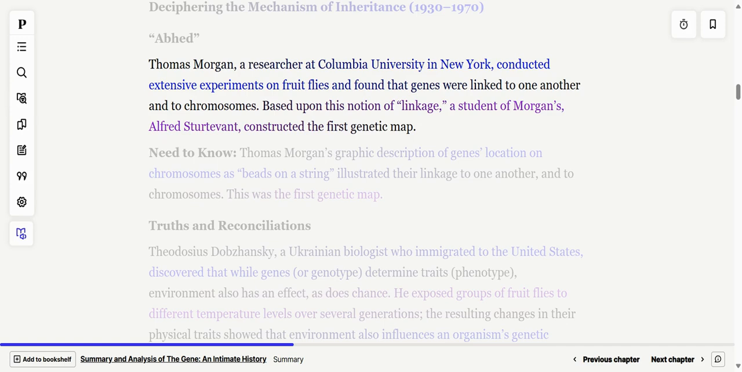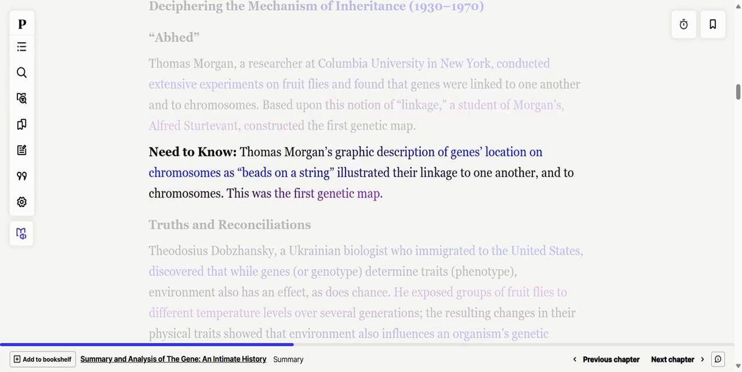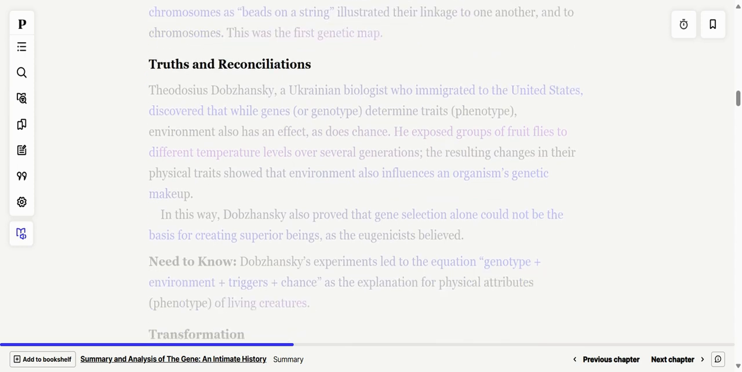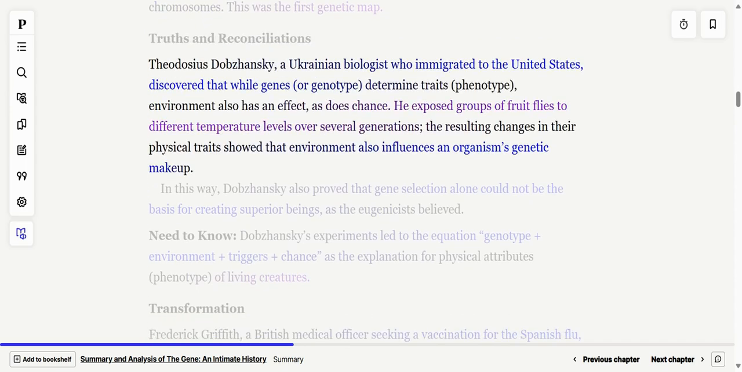Truths and reconciliations. Theodosius Dobzhansky, a Ukrainian biologist who immigrated to the United States, discovered that while genes, or genotype, determine traits, phenotype, environment also has an effect, as does chance. He exposed groups of fruit flies to different temperature levels over several generations. The resulting changes in their physical traits showed that environment also influences an organism's genetic makeup.